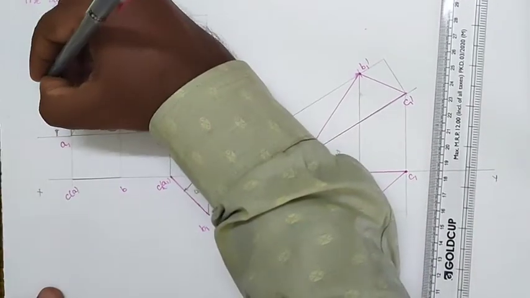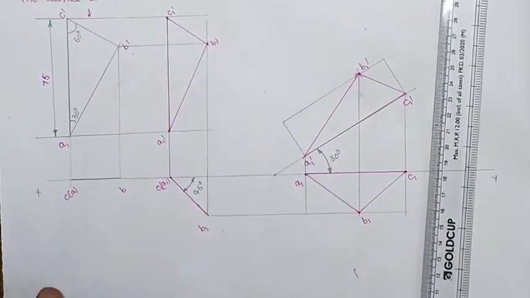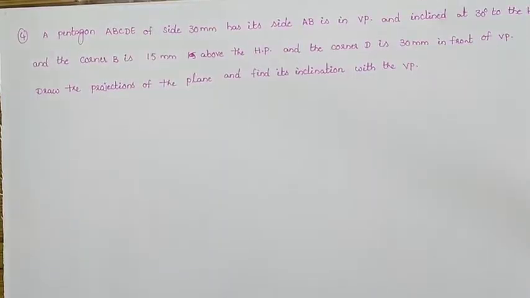This should be 75. So a pentagon ABCDE of side 30 mm has its side AB in the VP and inclined at an angle of 30 degrees to the HP, and the corner B is 15 mm above the HP.